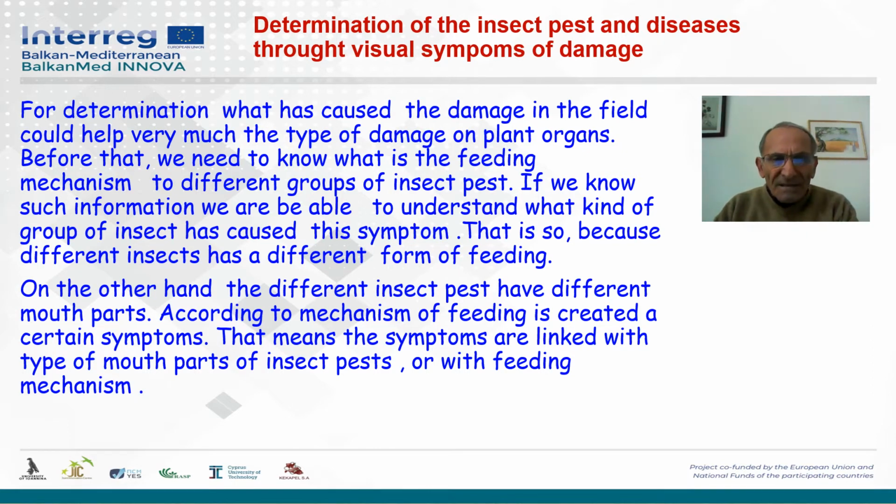On the other hand, different insect pests have different mouth parts. According to the mechanism of feeding, certain symptoms are created. That means the symptoms are linked with the type of mouth parts of the insect pest, or with the feeding mechanism.